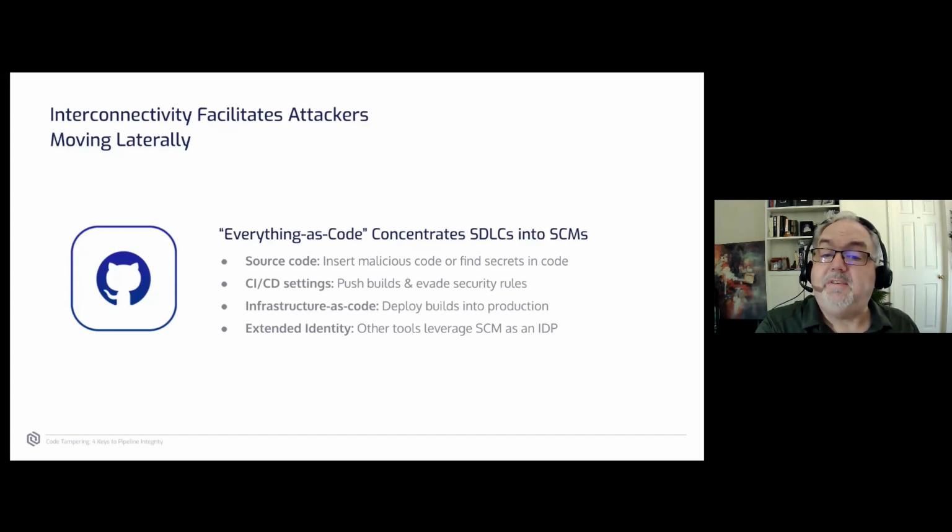They could change CI/CD settings to avoid security checks or to package their malware into an application container. They could modify infrastructure as code to gain access to the runtime environment or to deploy their malware. And in environments where the SCM is used as an identity provider for other tools, the attacker could leverage SCM credentials to gain access to tools such as CircleCI. A single weakness in the SCM in this case enables attackers to reach the entire SDLC.